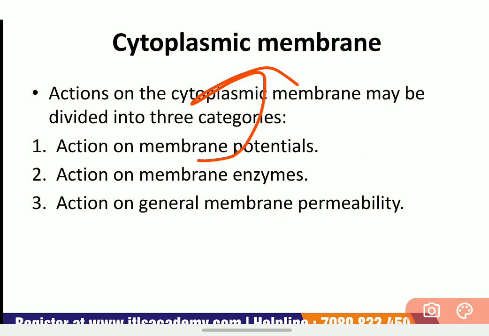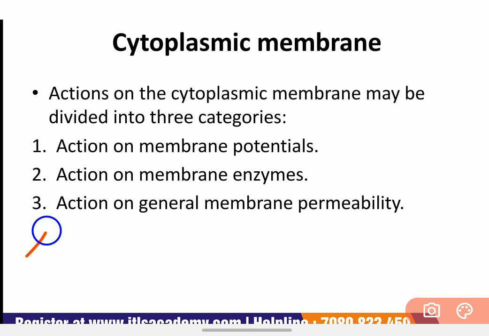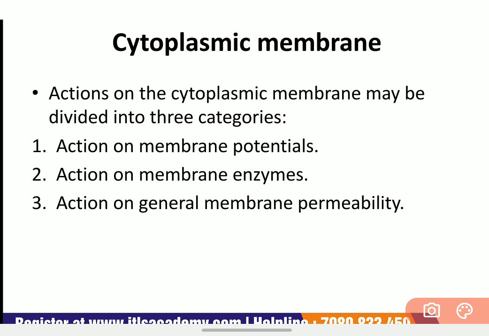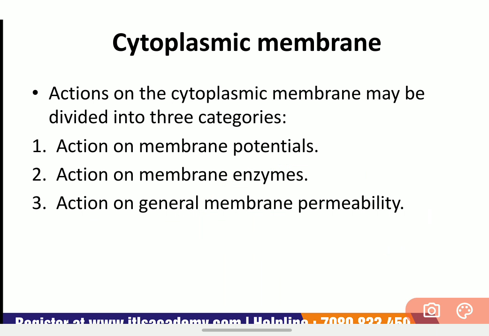Some can act on the general membrane permeability. As we know, the cytoplasmic membrane allows passage of selective molecules, as it is selectively permeable. So, if there is any alteration in membrane permeability, then there will be no passage of the molecules that are required for the survival and proliferation of the cell. So, this will ultimately cause death of the cell.